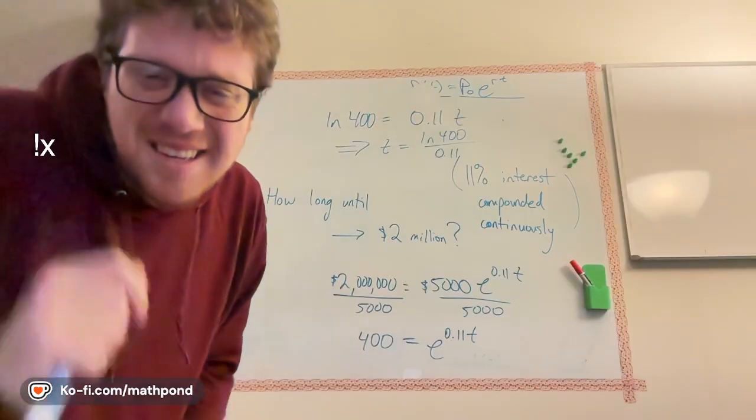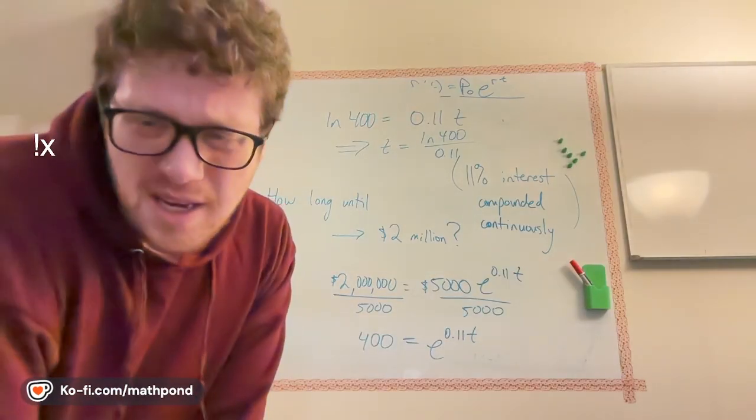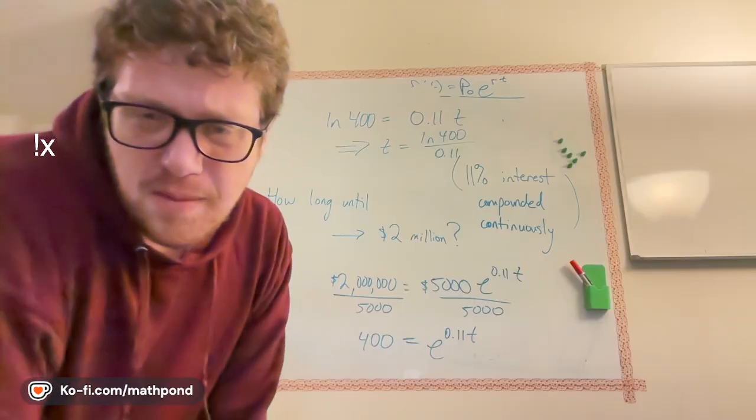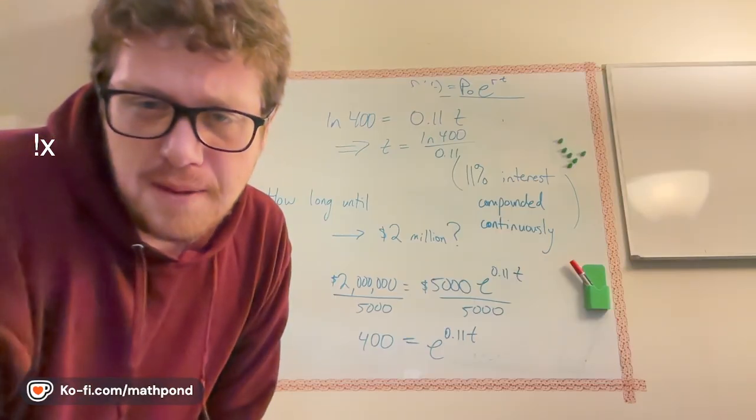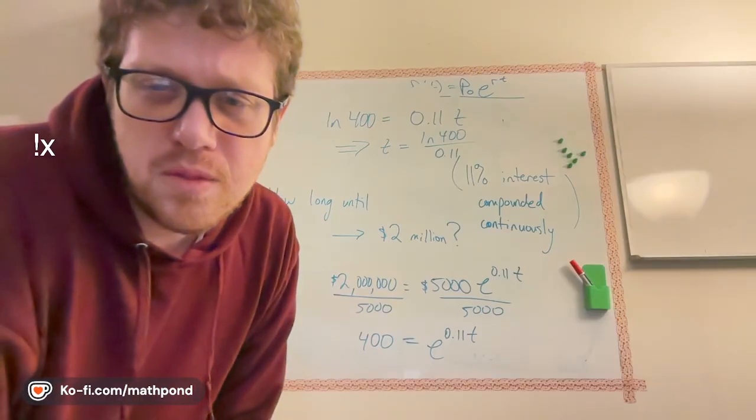Hi, Kyler. And why use e again? Can't we just imagine it as a geometric sequence? Oh, not 1 mil, 2 mil.